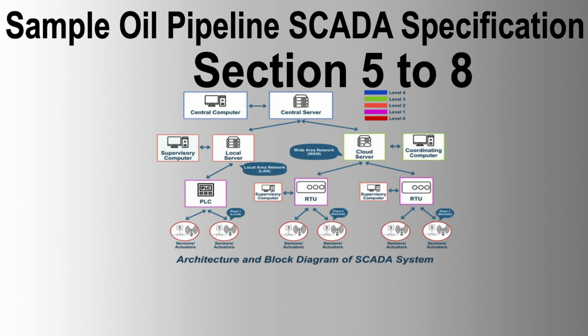Section 7. System Software. 7.1 General. The software provided shall facilitate the execution of all specified functions and future extensions to the system. Software shall ensure continuous availability of each function.